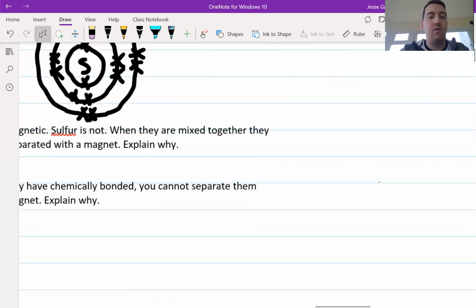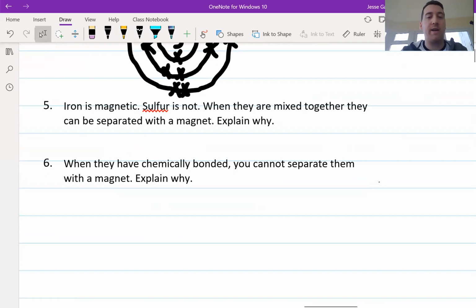Right, last two. This is where you've got to look at these again. Iron is magnetic, sulfur is not. When they are mixed together, they can be separated with a magnet. Explain why. Okay, so what I want you to do is pause the video and answer number 5.